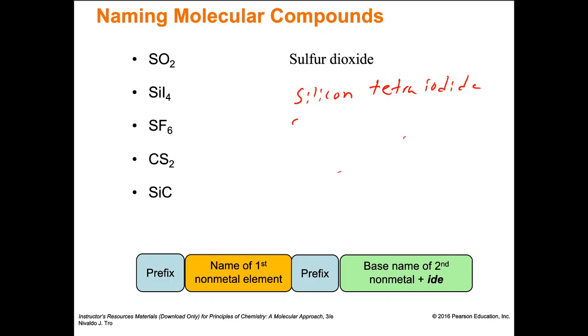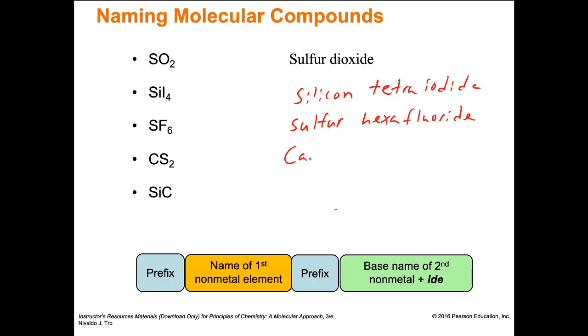Next one, sulfur, and there's just 1, so I don't write mono. Okay, so sulfur, and there's 6 fluorines, so I'll write hexa. Fluorine becomes fluoride. Okay, next one, CS2. And remember, for all these, we're picking the most metallic one, but they're generally written that way as well, so it's not too tough.